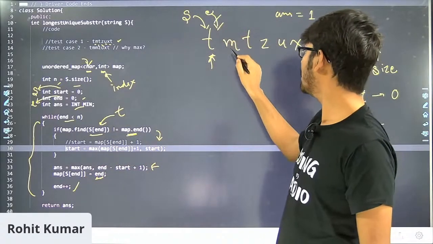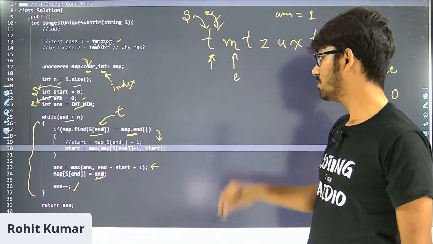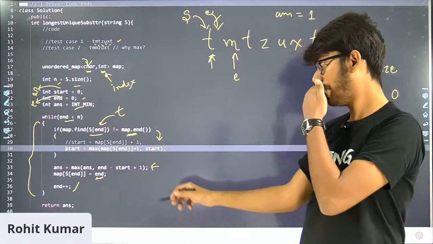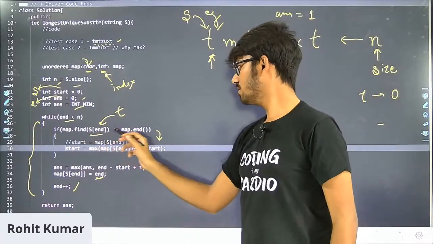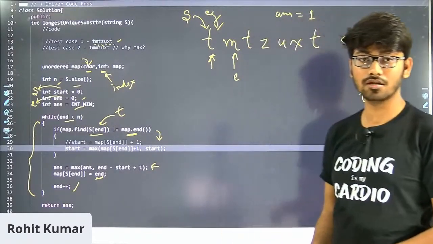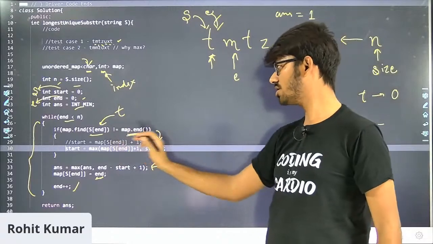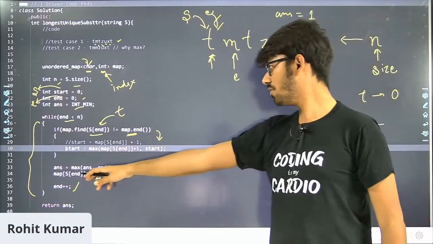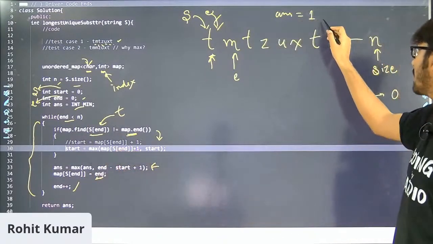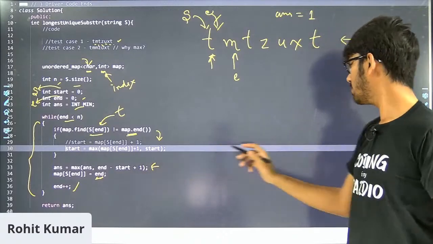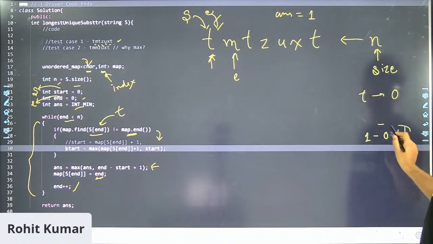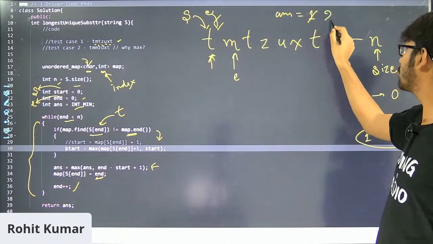As I said, I increment my end, and it comes over here. Now my end is over here. I again check that end is less than n, hence I go inside and do map.find(s[end]). Obviously this will become false because m is still not there in the map, so it reaches map.end() and this if becomes false. Hence I come over here and again check end minus start plus 1 against answer. In answer I have 1. Now end is 1, start is 0, so 1 minus 0 plus 1 becomes 2. So I'll change this to 2.